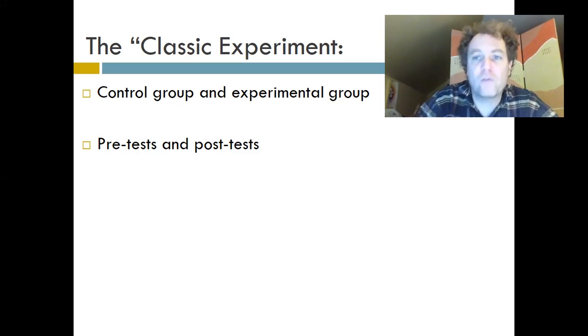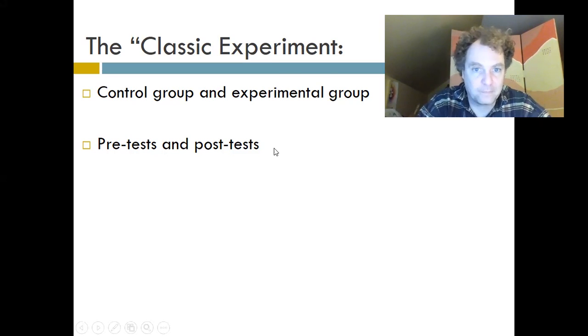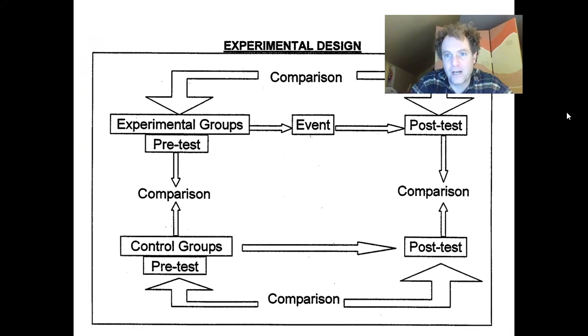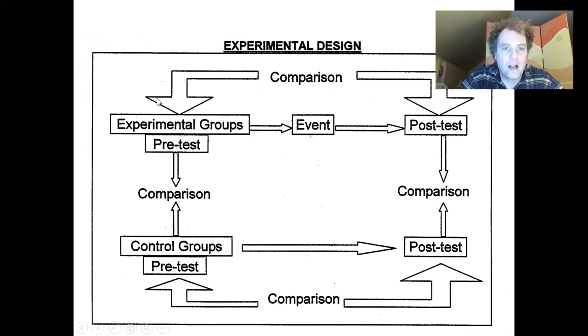Okay, let's try to see this all happening with a nice little picture. All right, so here's a classic experimental design we have here. I'm going to try to describe it a little bit. Okay, so let's start on the left-hand side, right? What we have is an experimental group, right? They're going to get the event or the stimulus. Then we're going to have a control group. They get nothing, right? Nothing happens to them.